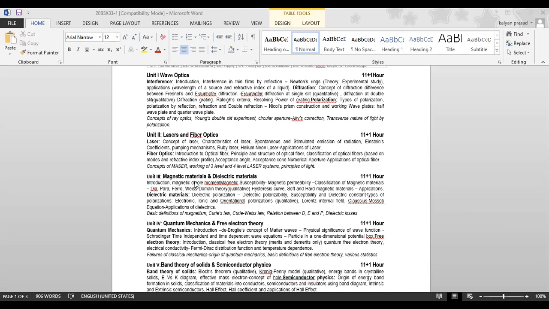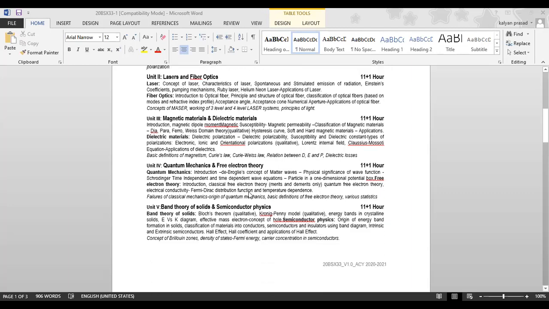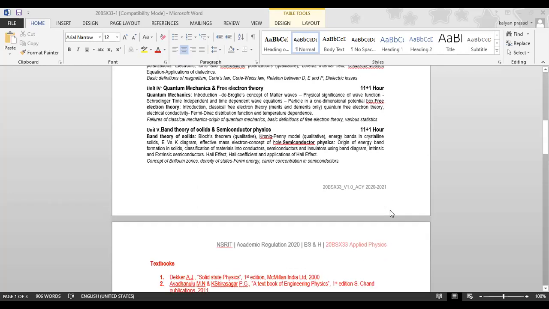And the third one is magnetic materials and dielectric materials. These are two different chapters. And the fourth one is quantum mechanics and free electron theory. From here onwards, it is a continuation of these chapters: quantum mechanics, free electron theory, and in the fifth unit, band theory of solids and semiconductor physics. All these four chapters are continuous chapters. So that's why the syllabus was prepared like that.